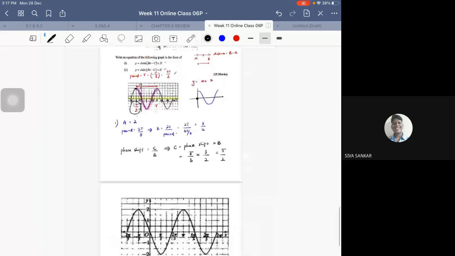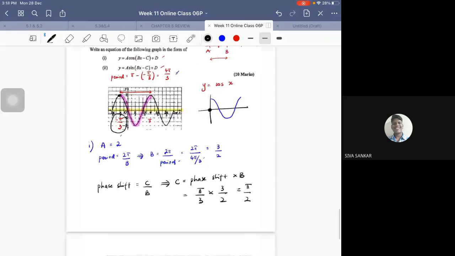Macam saya cakap tadi, D untuk case ni adalah sama dengan kosong. Kenapa D sama dengan kosong? Sebab graf ni dia punya oscillating point dia adalah dekat X sama dengan kosong. So graf ni dia tak ada naik ataupun turun. So D adalah sama dengan kosong. So bila kita ganti balik dalam kita punya equation ni, so kita akan dapat Y adalah sama dengan A, which is going to equal 2. So kita akan ada 2 cos. B adalah 3 per 2X. Okay, sekarang bila I nak letak C ni, dia tambah ke tolak? Pi per 2 ni tambah pi per 2 ke tolak pi per 2? Tambah.